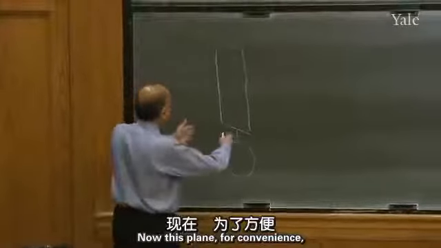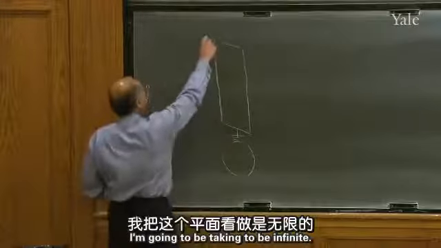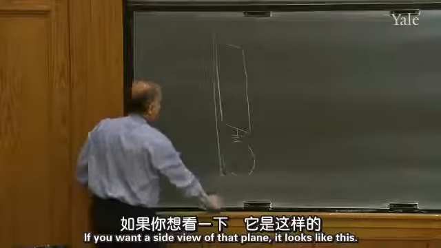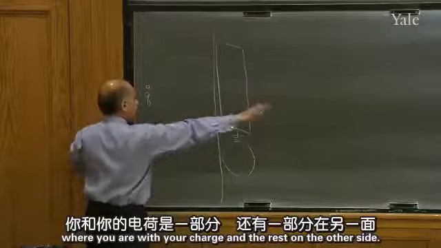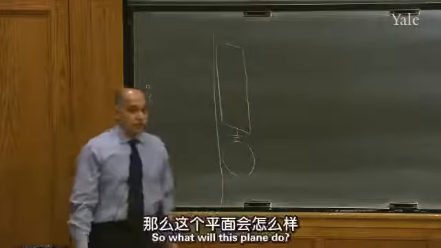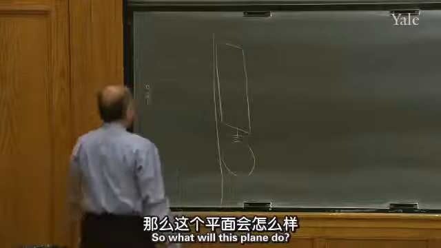Now, this plane, for convenience, I'm going to be taking to be infinite. So if you want, the side view of that plane looks like this. It divides the whole universe into two parts, where you are with your charge and the rest on the other side. So what will this plane do?